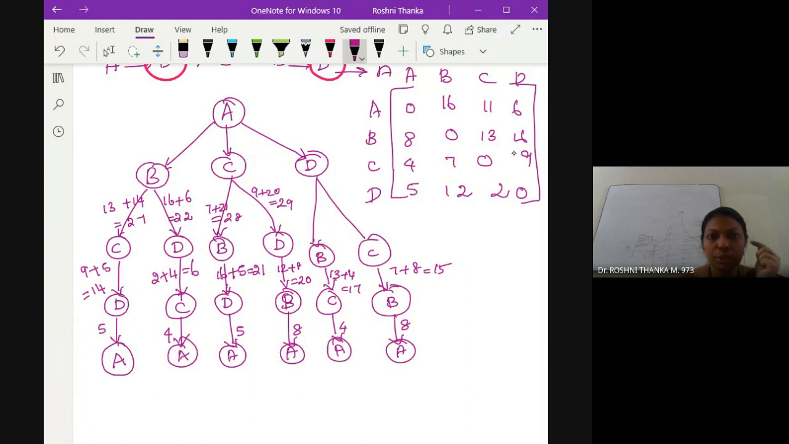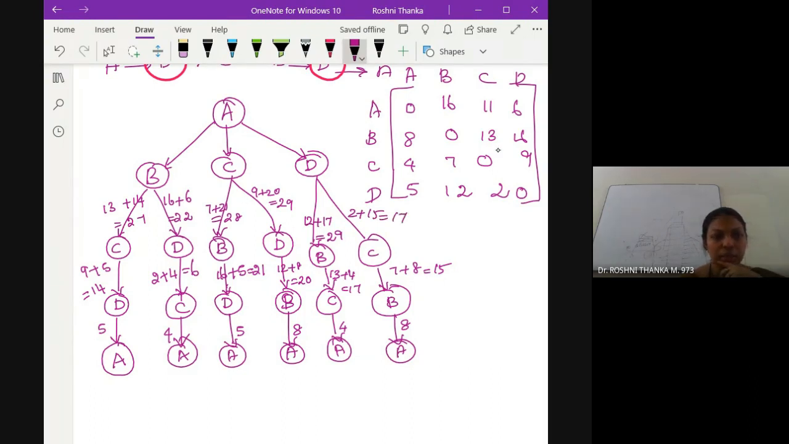Then D to B is 12. You can take notes, kindly take notes. I will check your notes tomorrow. 28, 29. And here from D to C, it is 2, 2 plus 15 is 17.